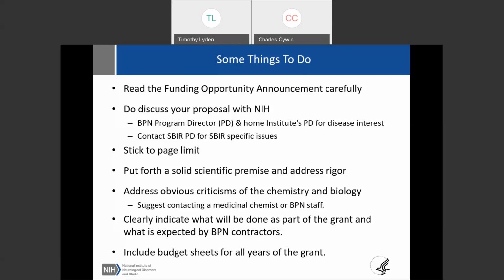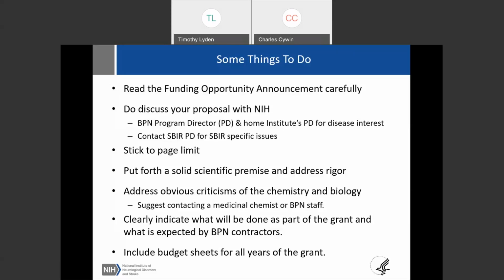Put forth a solid scientific premise and address rigor in the research strategy section. Do not put your rigor in the animal section and expect it to count. Again, you must address it both in your own studies that you plan to do, the ones you've already performed, as well as preliminary data that you're citing. Make sure you discuss, was this done in a rigorous fashion? Was it blinded? Was it controlled? Was it properly powered? What are the statistics, and is it truly significant?